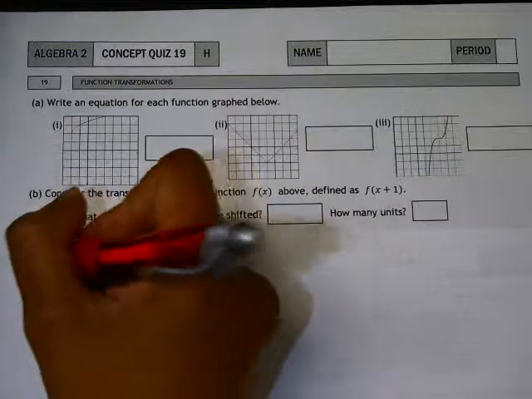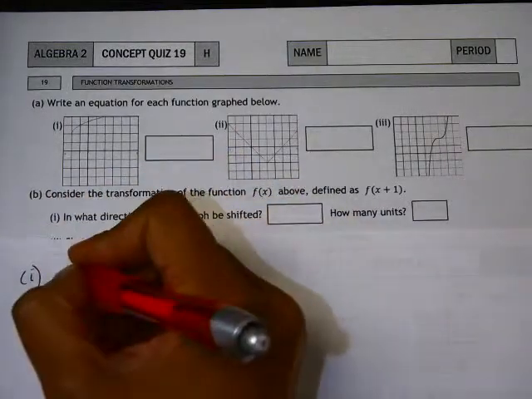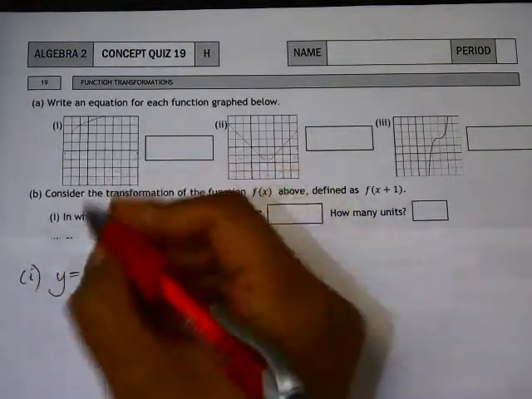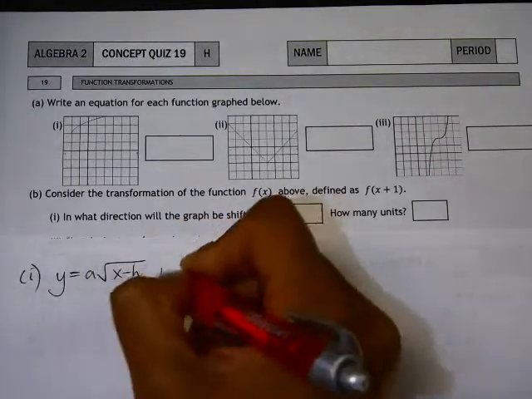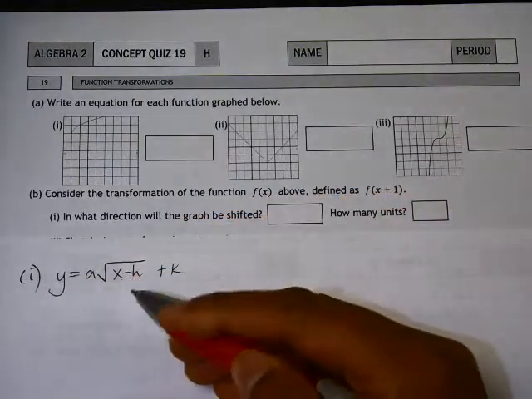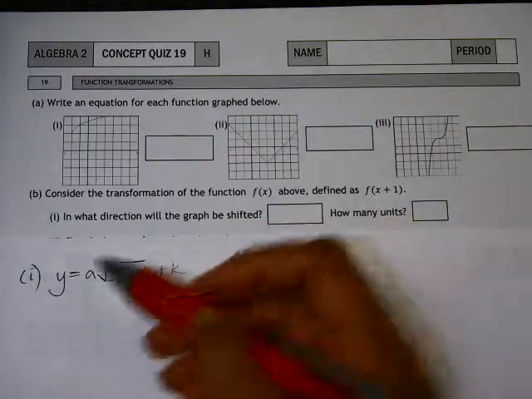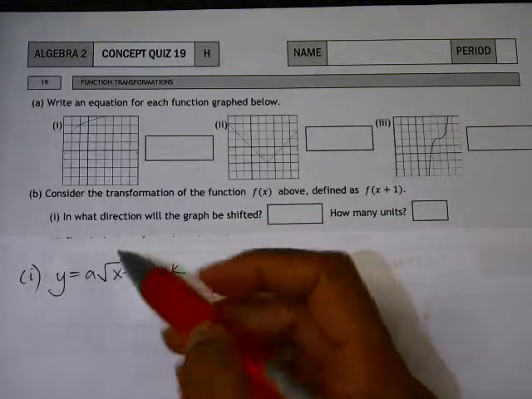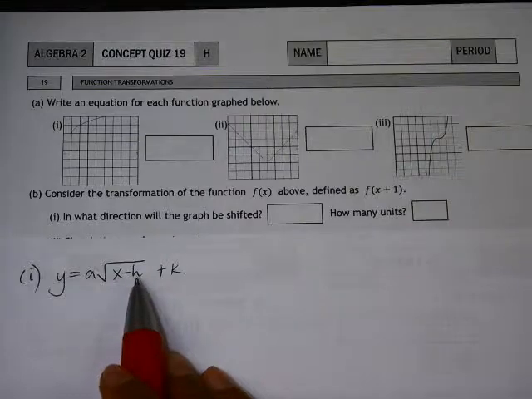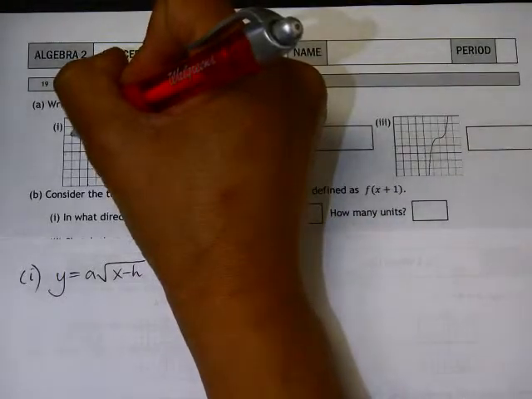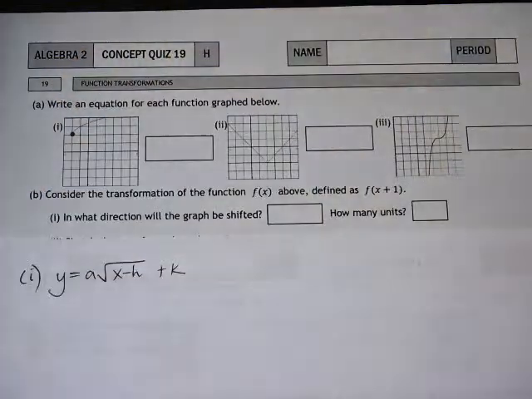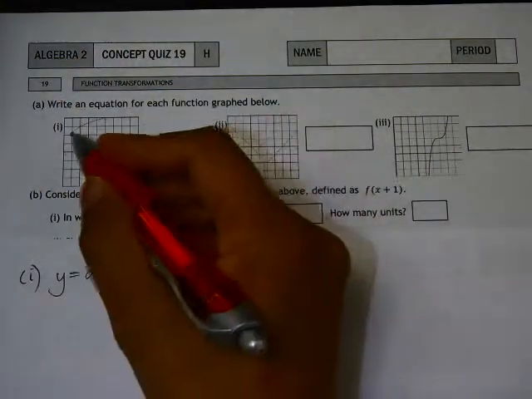So starting with the first one here, the equation of a square root is y equals a square root of x minus h plus k. And for now we're dealing with graphs that have an a value of 1. So really we're looking at what is the locator point h, k. On a square root graph, the locator point is right here, or where the graph is starting.